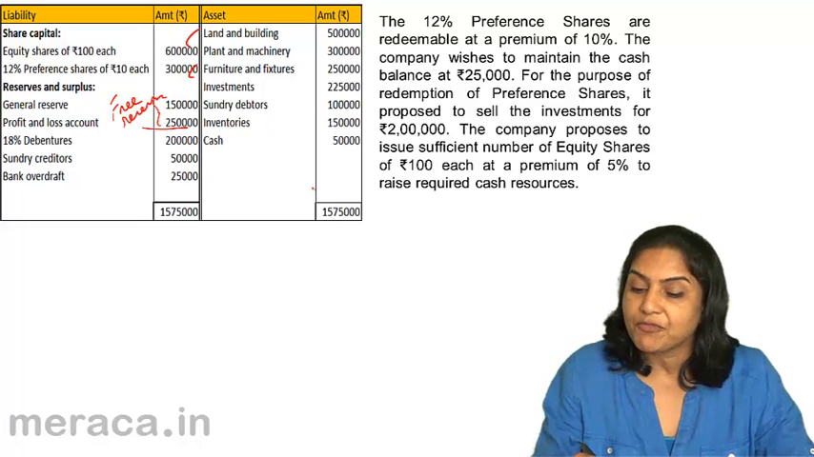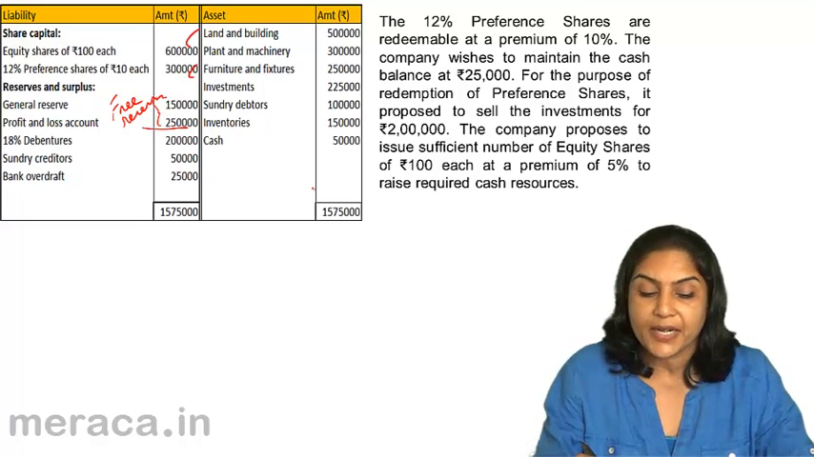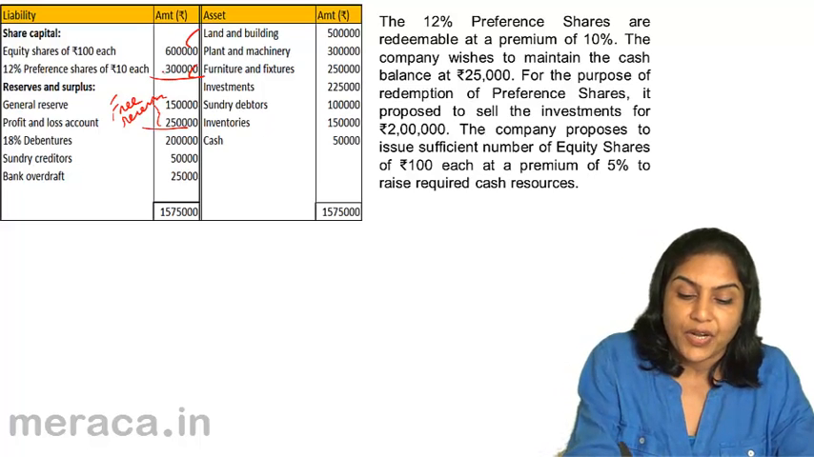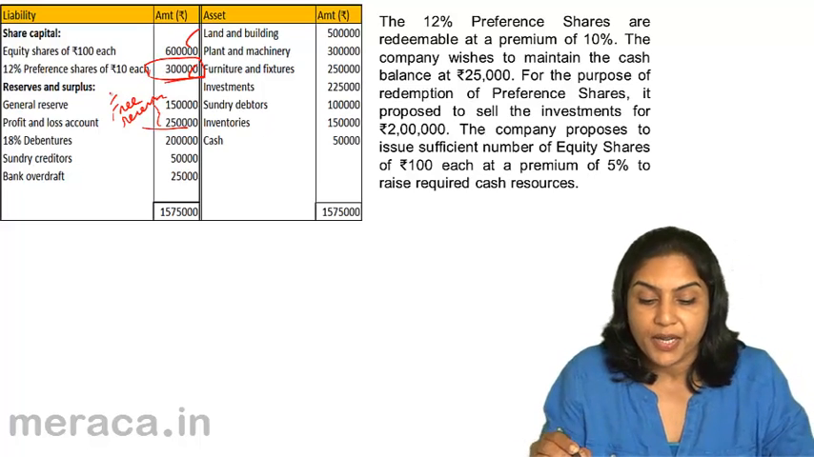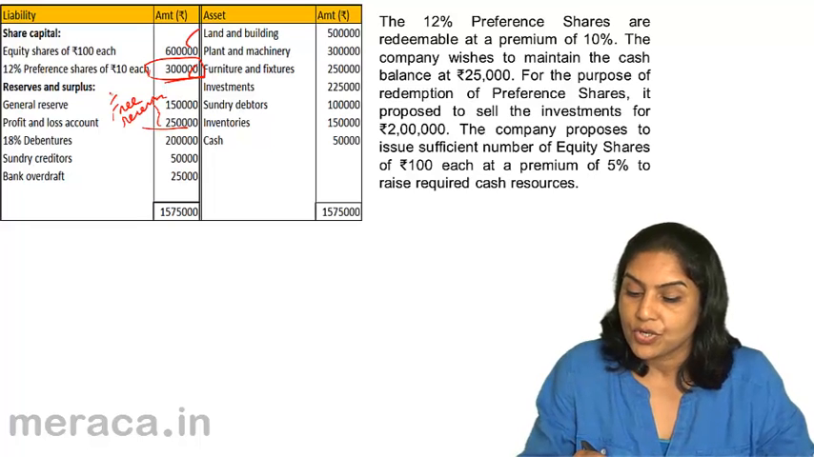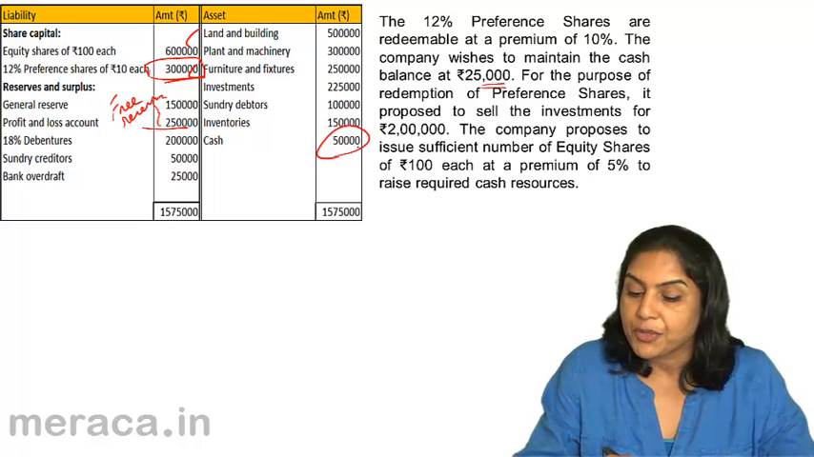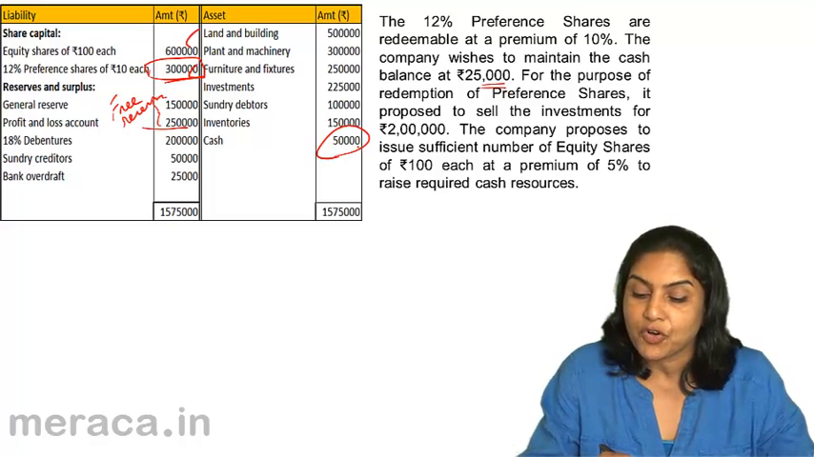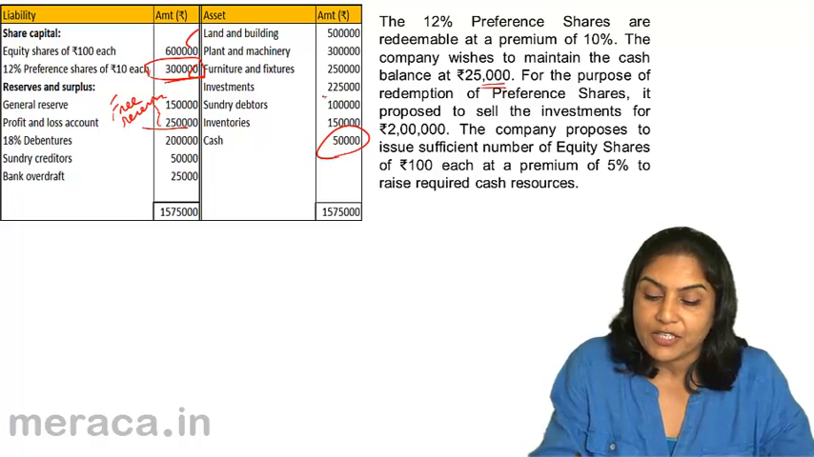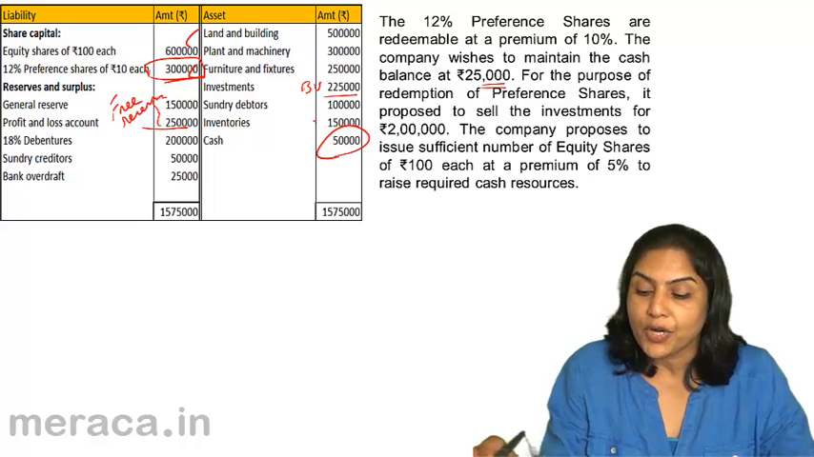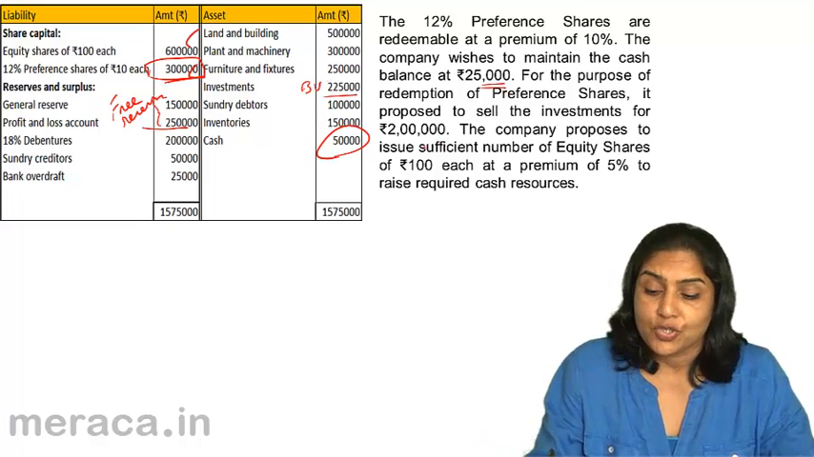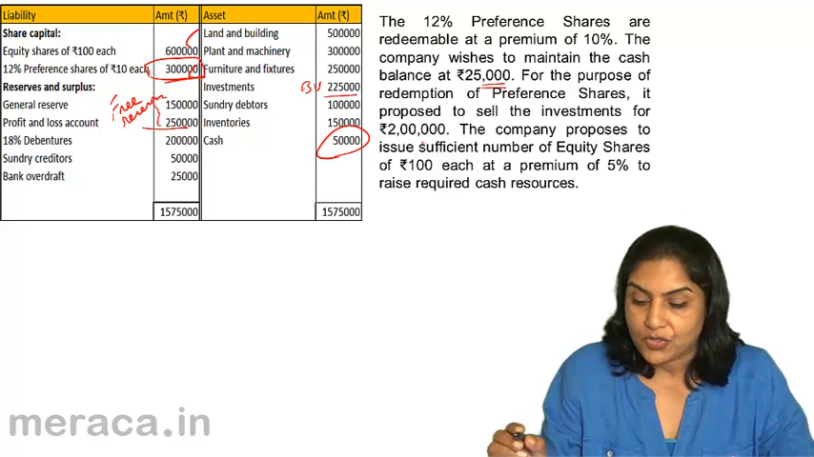It says that the 12% preference shares are redeemable at a premium of 10%. So 3 lakh is going to be redeemed for 3,30,000. The company wants to maintain the cash balance at 25,000. We already have cash of 50,000. For the purpose of redemption of preference shares, it is proposed to sell the investments for rupees 2 lakhs. Therefore, investments, the book value is 2,25,000. This is going to be sold for 2 lakh. So there will be a loss of 25,000.